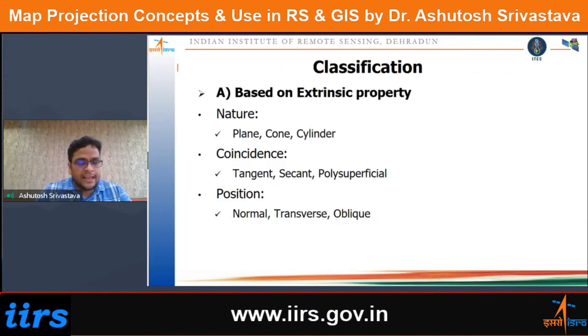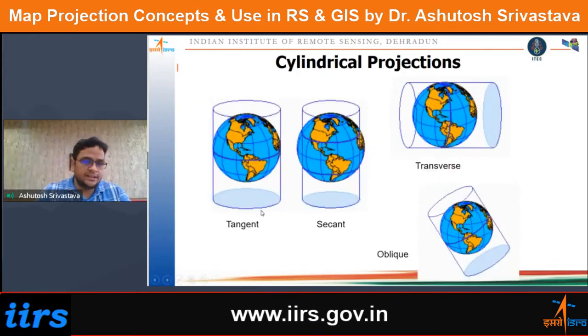I will show you. And then we have position-wise, the normal, transverse, and oblique cases. If you put the cylinder in this way, the vertical way, then it is a normal case. And if you are putting a cylinder in a horizontal way like this, then it is a transverse case. And at any angle, apart from normal and transverse, it is an oblique case. So as per our requirement, we can use the projections. I will come to that point.